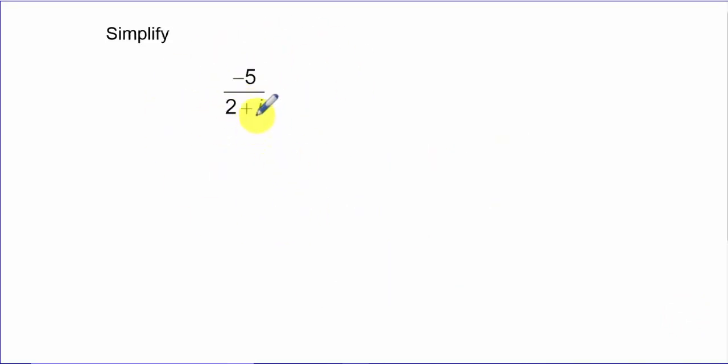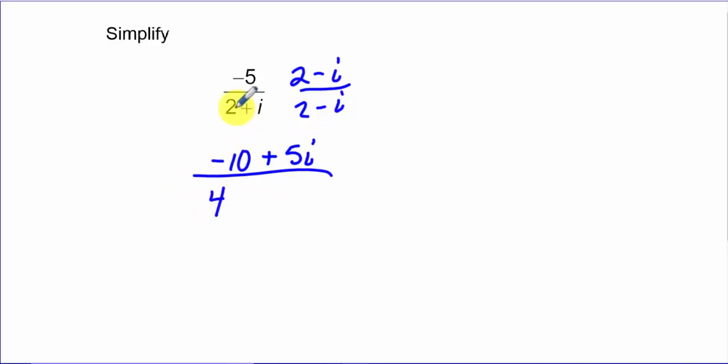Here we go again with a root in the denominator, if you will, even though it's an i, again, the square root of negative 1. Because I have a binomial, I need to rationalize by the conjugate. So that's 2 minus i, 2 minus i. Distribute away: negative 10 plus 5i over 4 minus 2i plus 2i, minus i squared.